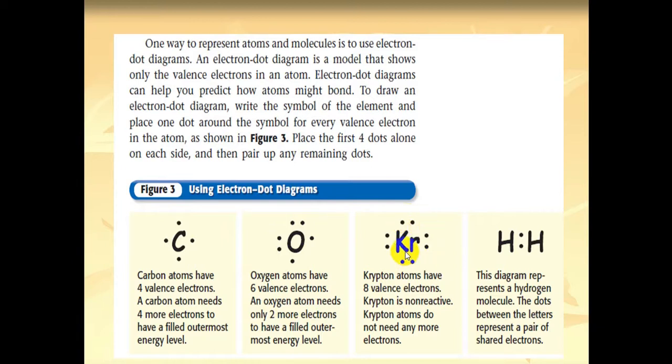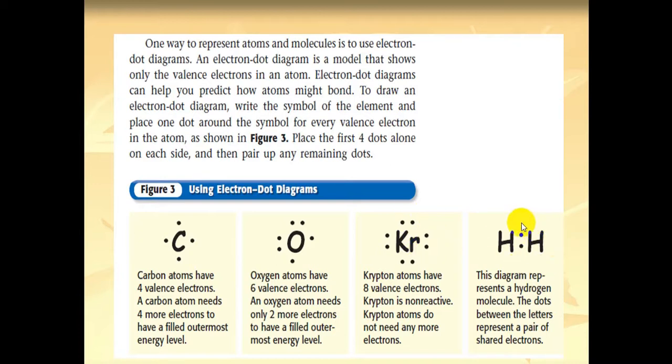So krypton here has 8 valence electrons. How will I do this? First, I will write the symbol Kr, and then I will make the distribution of the electrons. I will put 1 electron on each side, and then I will make pairing until I finish the 8 electrons. So I will put 1 here and 1 here and 1 here and 1 here, and then I will make pairing. I will put the other 4, 1, 1, 1, and 1. So in this case, I made the electron dot diagram for krypton.